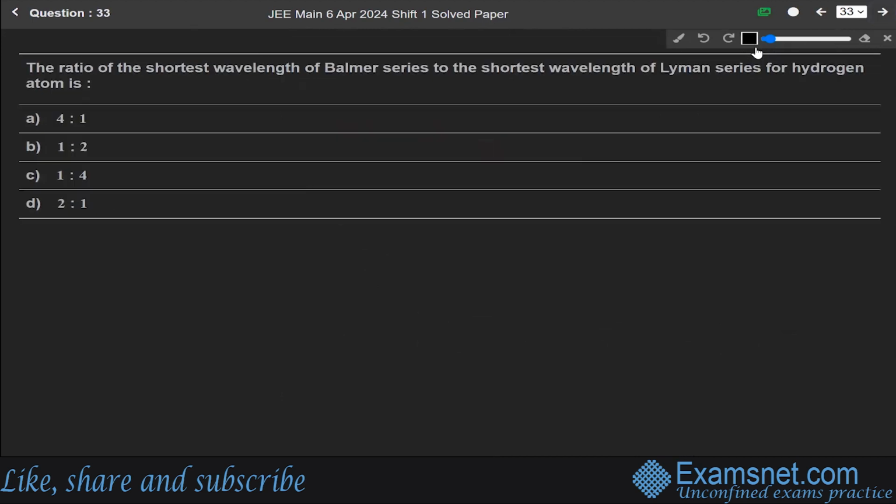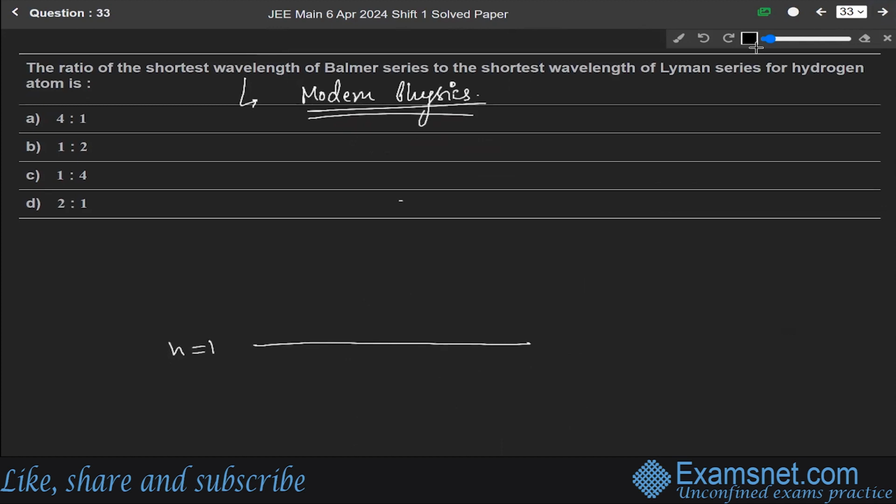Now, next question 33. The ratio of the shortest wavelength of Balmer series to the shortest wavelength of Lyman series for hydrogen atom is. This question is from the chapter of modern physics. As we know, the spectrum is like this. The first one, n equals 1, is Lyman. Then n equals 2 is Balmer.